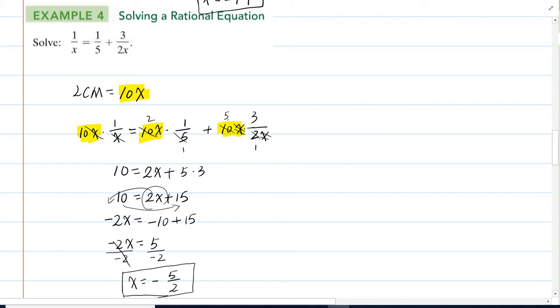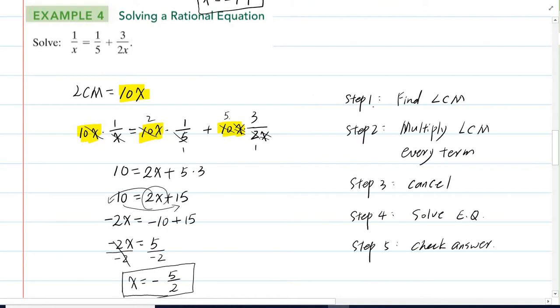Let's go ahead and write down the steps, alright? Just to help you recall how you solve this kind of question. Alright, let's go ahead and summarize. Step 1, find your LCM. Step 2, multiply the LCM by every term. Step 3, you cancel all the fractions. And then step 4, solve the simple equation without any rational expression in there. Step 5, check your answer.